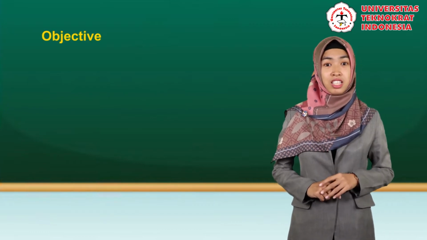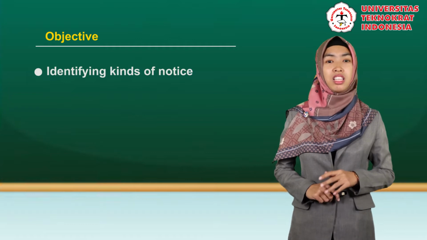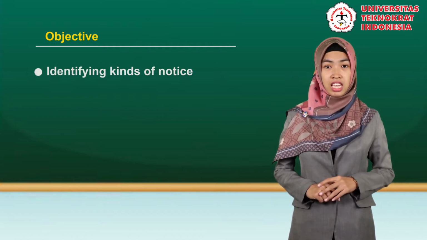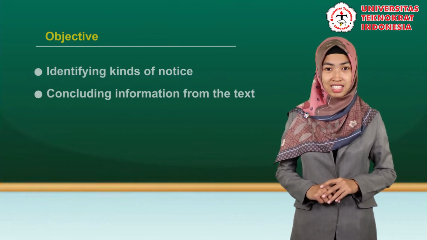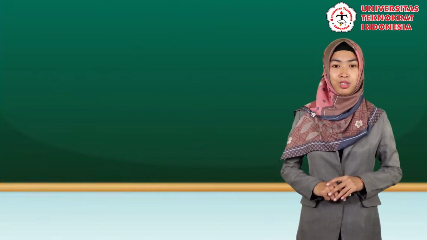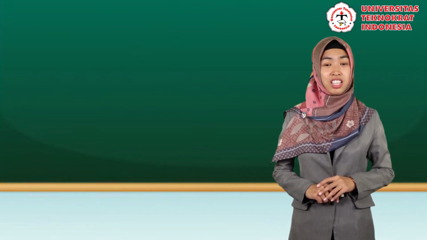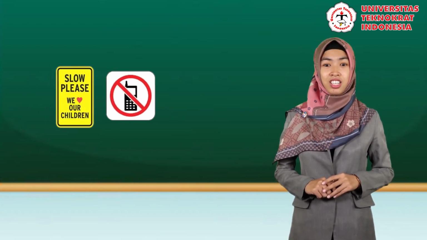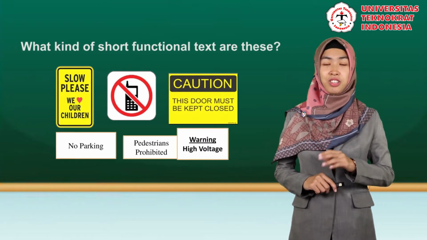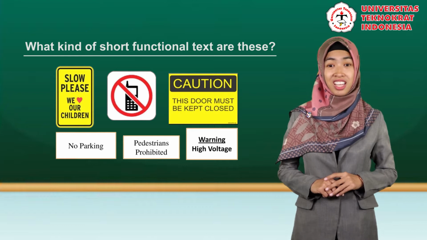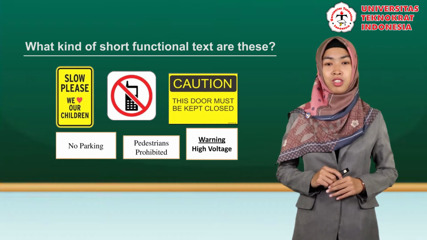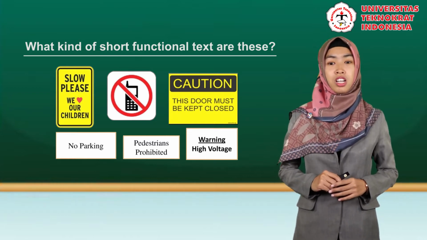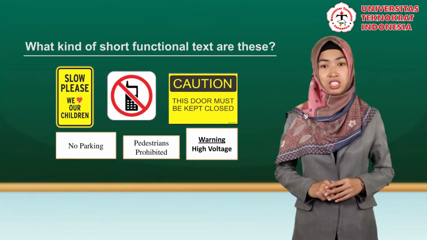So at the end of this meeting, you will be able to identify kinds of notice. And then, you also will be able to comprehend and conclude the information from the text. So, before I let you know about the definition and kinds of notice itself, I have some pictures here. There are 6 pictures here. Can you guess what kind of short functional text are these? There is slow please, we love our children, no parking, warning voltage, high voltage.